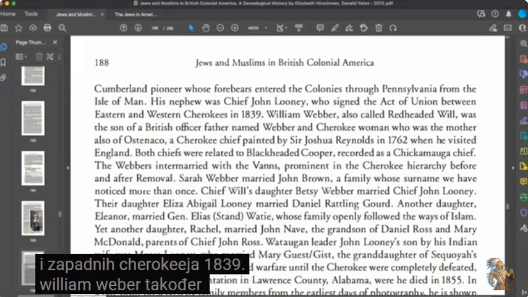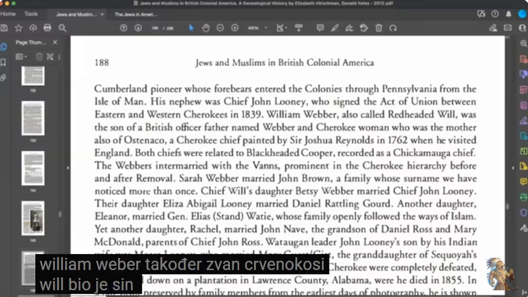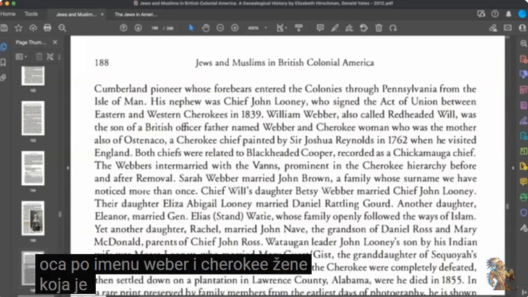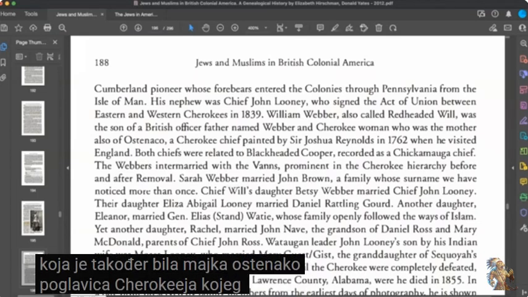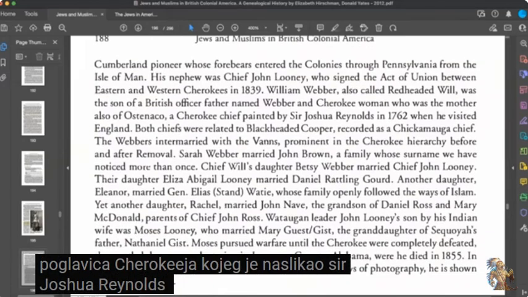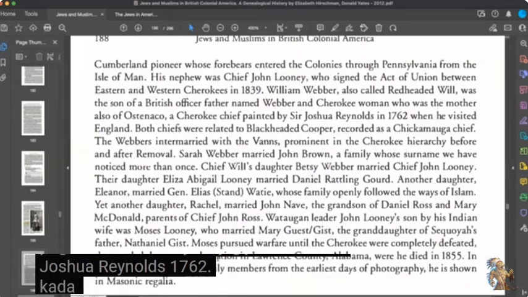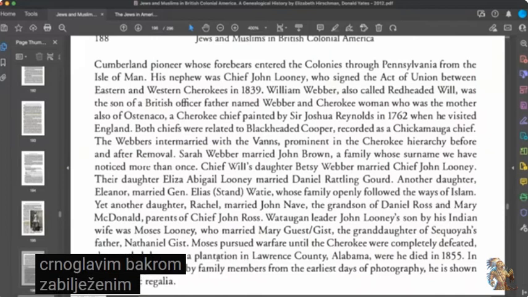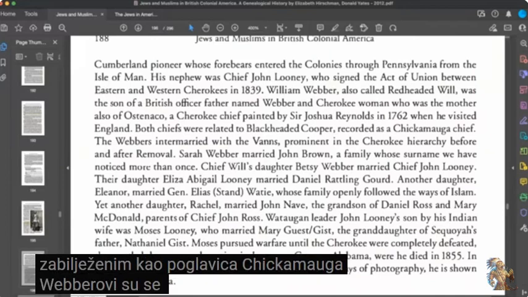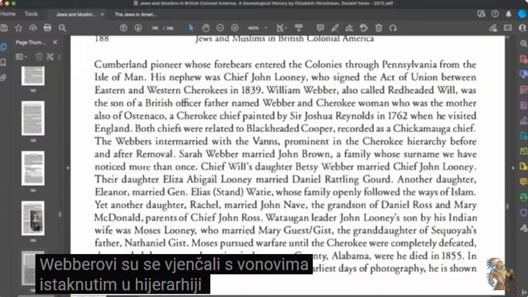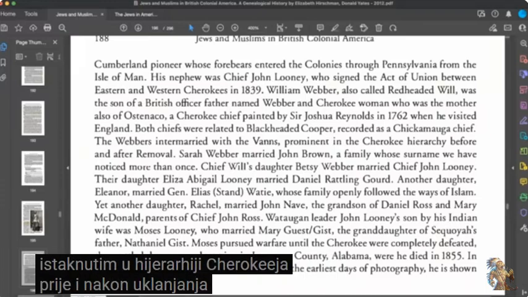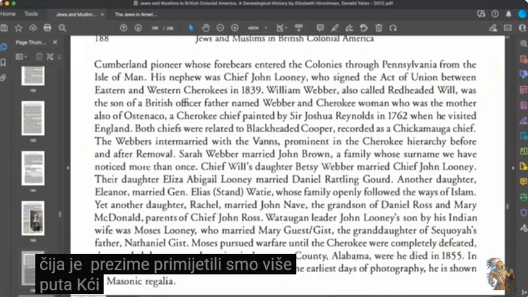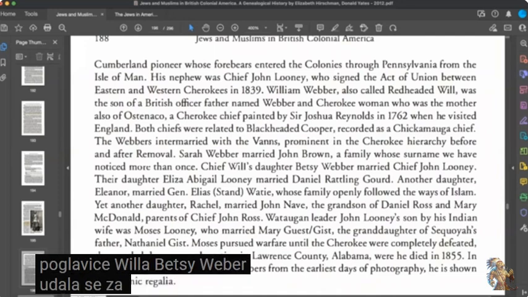William Webber, also called Red-Headed Will, was the son of a British officer named Webber and a Cherokee woman, who was the mother also of Ostenaco, a Cherokee chief painted by Sir Joshua Reynolds in 1762, when he visited England. Both chiefs were related to Black-Headed Copper, recorded as a Chickamauga chief. The Webbers intermarried with the Vaughns, prominent in the Cherokee hierarchy before and after removal. Sarah Weber married John Brown, a family whose surname we have noticed more than once. Chief Will's daughter, Betsy Weber, married Chief John Looney.